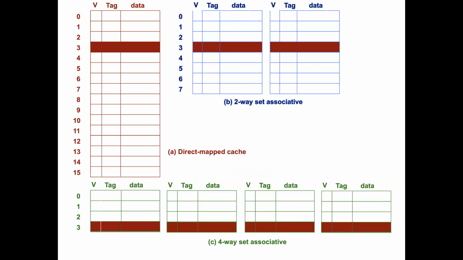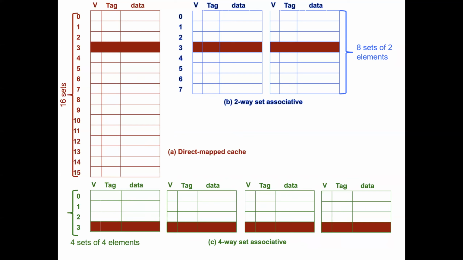So if we can consider this for our generalization for the 2-way set associative, if you recall, we said it'll have n over p sets with p elements. So if we compare a direct map with a 2-way, we have 8 sets of 2 elements that are being utilized here. And in this case, we have 4 sets of 4 elements for our 4-way set associative cache.